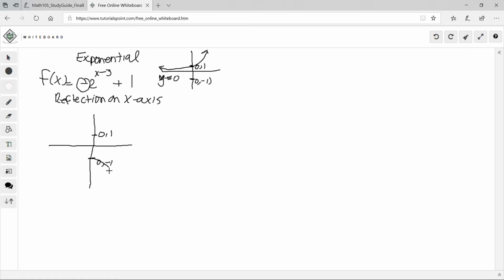It's going to look something like this. It still has a horizontal asymptote of y equals 0, right? But our y-intercept is (0, -1). So this is the graph of y equals negative 2 to the x. Now this x minus 3 means there's a horizontal shift of 3 units right.